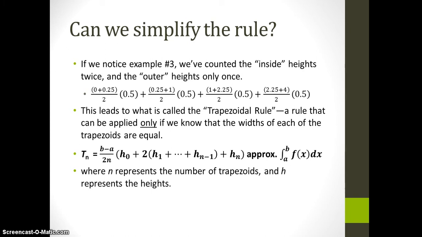So this leads to what is called the trapezoidal rule, a rule that can only be applied if we know that the widths of each of the trapezoids are equal. If you remember from a previous example, if the widths of the trapezoids are not equal, then we have to evaluate each of the trapezoids separately. And the way this formula works is, if our interval is from a to b, then we need to do b minus a over n times 1/2. And the 1/2 comes from the averaging of the heights. And then add each of our outside heights once and our inside heights twice. In this case, n represents the number of trapezoids, and h represents each of the heights.